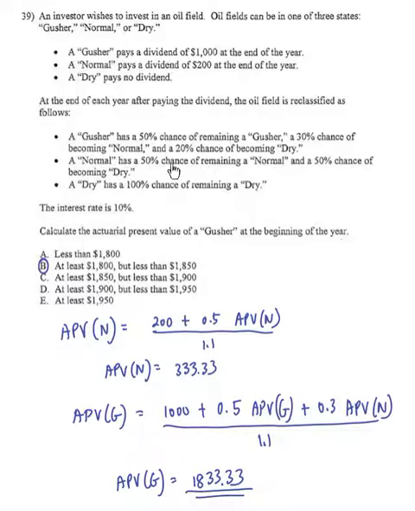Now with a gusher, there's a $1,000 dividend at the end of the year. So the value of that at the beginning of the year is 1,000 divided by 1.1. And I have a 50% chance that I remain a gusher. And then the present value of all my future cash flows at the end of the year is APVG. Plus a 30% chance that I'm a normal at the end of the year. Plus a 20% chance that I'm dry at the end of the year. So then I just plug in this 333.33 into this guy, and I can solve for the actual present value of G.